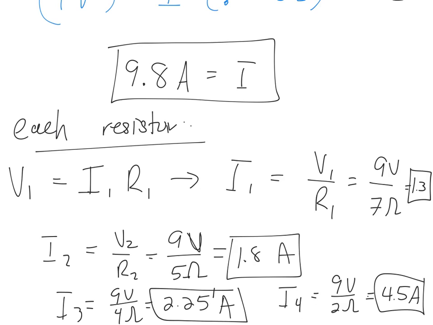Look at your current law for parallel circuits. What will happen here? You add them. What are they equal? If you add all these four, what will they be? Yeah, 9.8. Why 9.8?